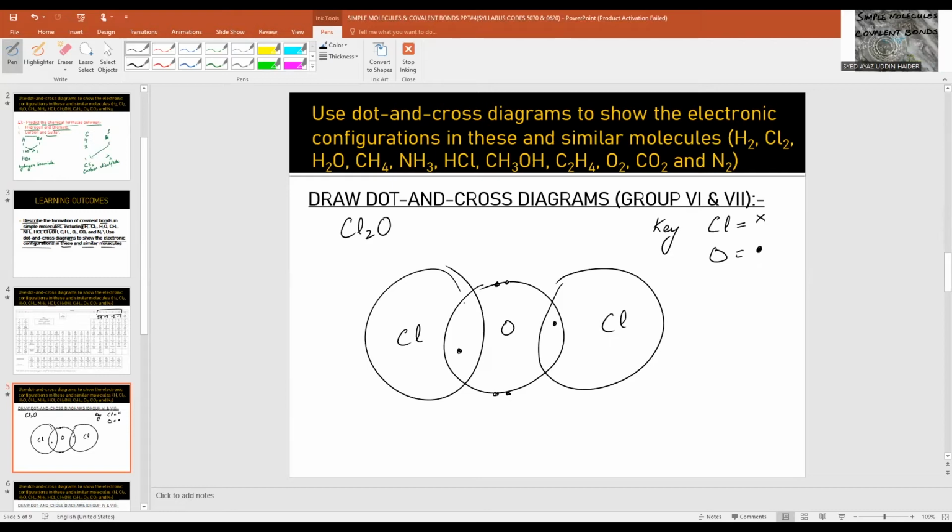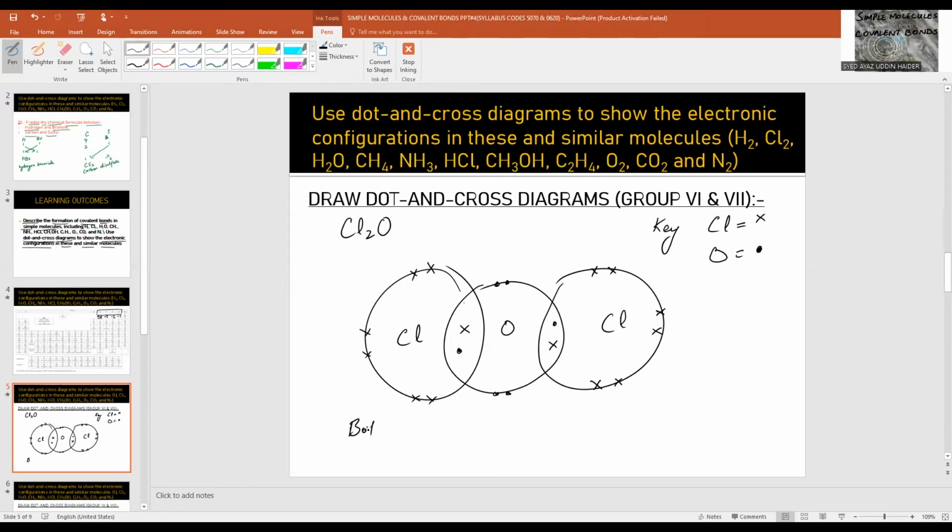What about chlorine? Chlorine belongs to group 7. So it must have 7 valence electrons. 1 will be shared with the oxygen atom. Let's start with this one. 1, 2, 3, 4, 5, 6, 7. Now I will do this for this chlorine atom. 1, 2, 3, 4, 5, 6, 7. If you count the total number of electrons in each circle, it will be 8, which means both oxygen and chlorine have completed their valence shell by sharing.